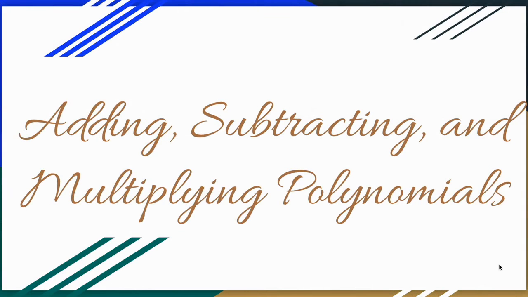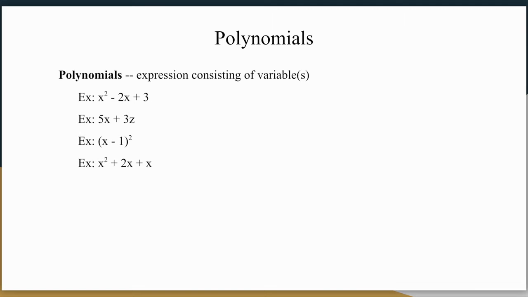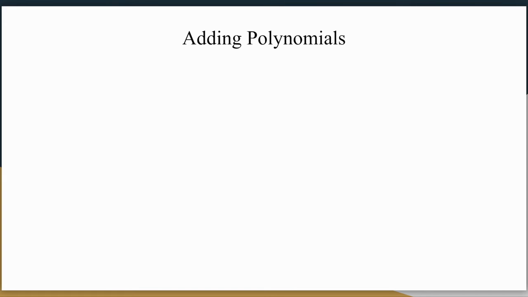Hi, so today's topic is adding, subtracting, and multiplying polynomials. So what are polynomials? Well, polynomials are expressions consisting of variables, and variables are letters that represent unknown numerical values. So here's a list of polynomials. Again, they are polynomials because they have letters in them, right? The letters are variables. Okay, now we're going to start with adding polynomials.